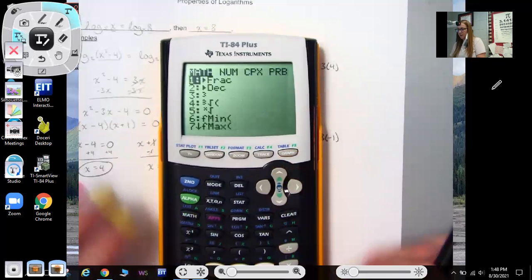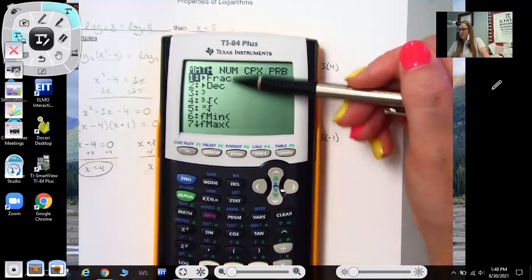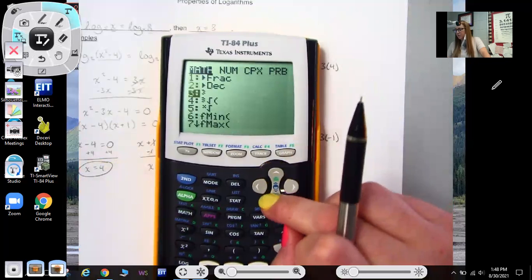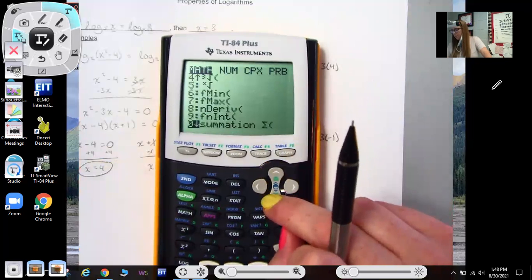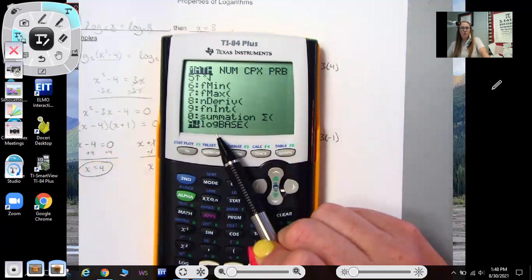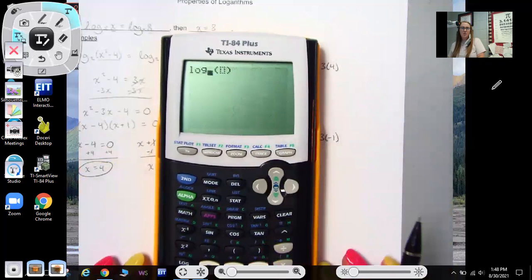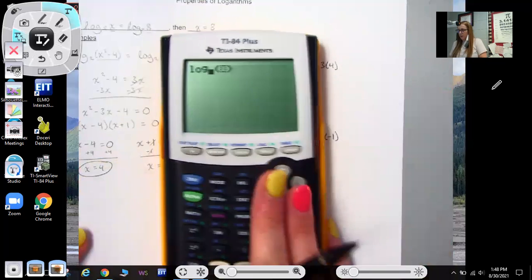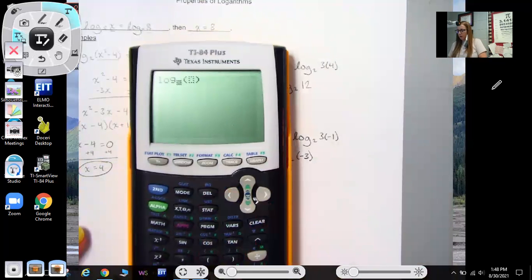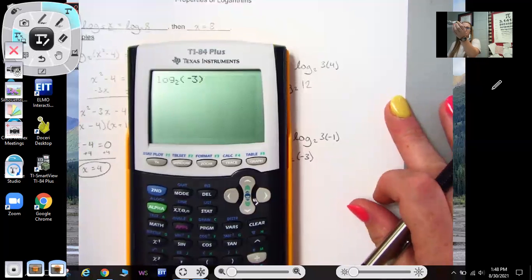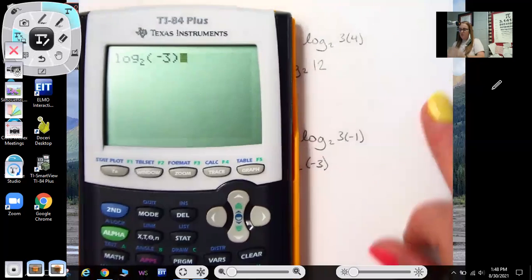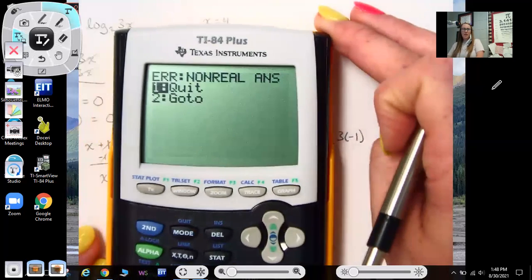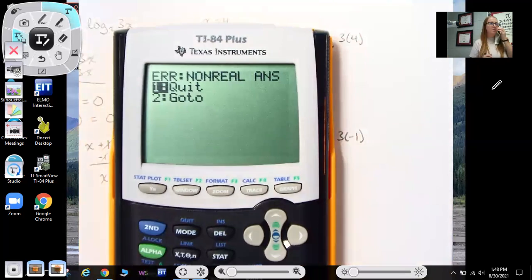if you press math, it's going to bring up this list of functions. If you scroll all the way to the bottom, or almost the bottom, there's a function called log base. If we press enter to use this function, we can plug in any logarithm. So what I'm looking at right now is log base 2 of -3. So plug those numbers in, press enter, we get an error message, non-real answer.